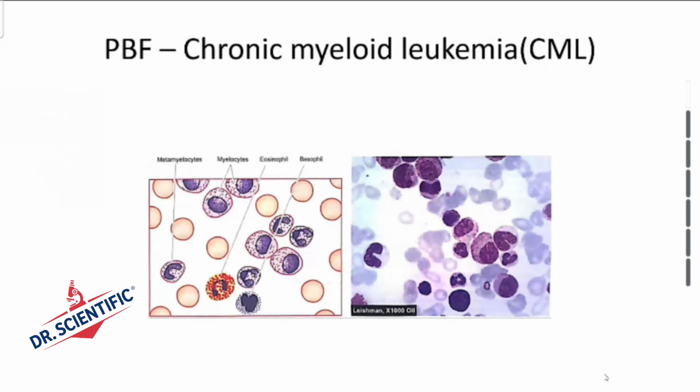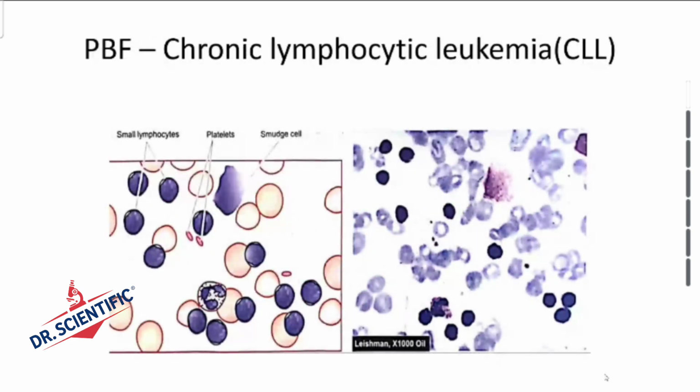And then we have the chronic lymphocytic leukemia. You have those cells that we call smudge cells. We have lymphocytes. And if you compare, you realize the lymphocytes in this case will be smaller, much smaller.